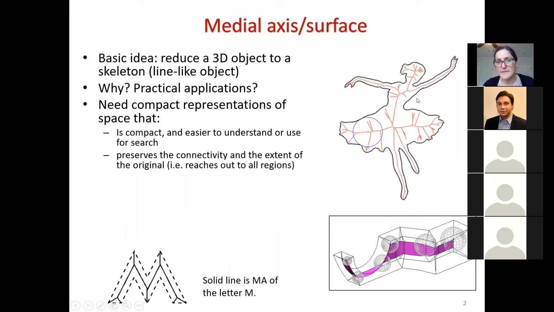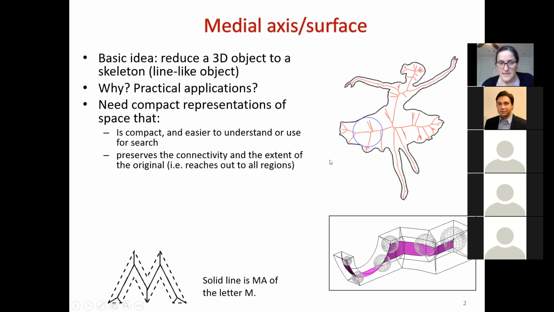Essentially, if I'm looking at this ballerina or dancing lady, if I want to know whether I can get from here to here within the same object, well, technically that's equivalent to finding a path along this red skeleton from here to here. And that path is way easier to find on this graph of lines, these red lines, than it is in this entire three-dimensional object. So it's a simplified version of this that preserves connectivity.